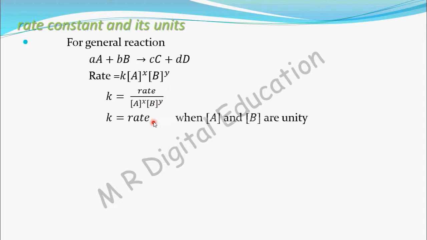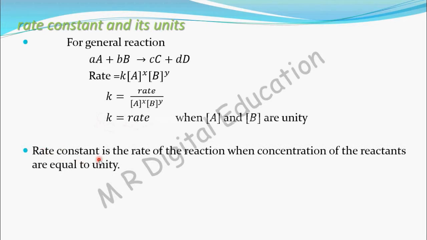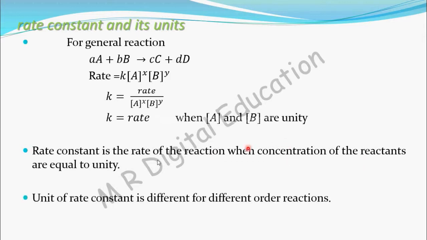Rate by 1 is rate only. See, rate constant equals rate. So what is rate constant? Rate constant is the rate or speed of the reaction when the concentrations of the reactants are equal to unity. See, the unit of rate constant will be different for different orders of reaction. Let's see them one by one.